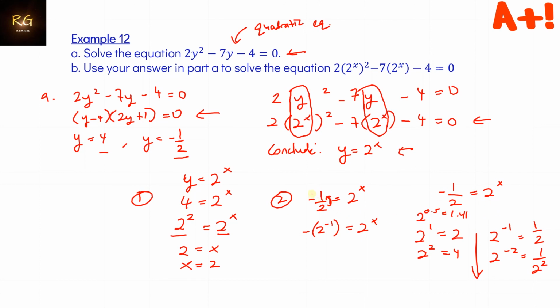So whereby the answer on the left hand side, we are getting negative, correct? Negative 1 over 2 equals 2 to the power of x. So the conclusion is we can't really find x for this specific part, which means no solution. Just leave it like this, no solution. So there's only one x value, which is 2. There is no solution for this. So you can just leave it until here, no problem.